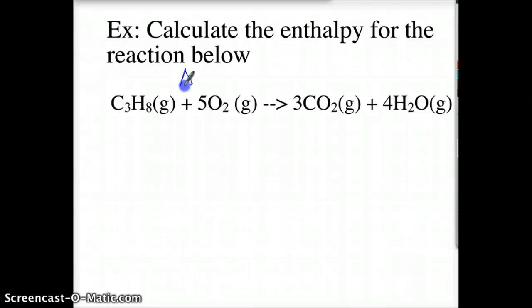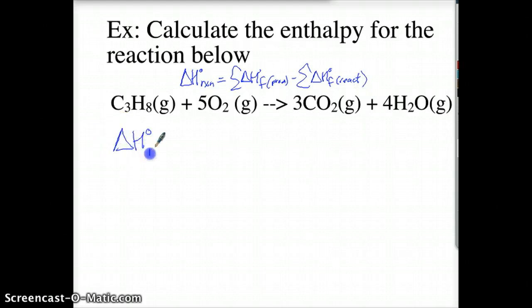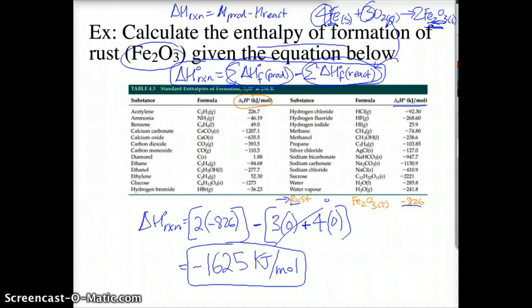Well, again, we know delta H naught of a reaction is equal to the sum, it's a bad sigma, delta H of formation of the products minus the sum of delta H naught formation of reactants. So let's plug in some numbers. Well, delta H naught of reaction. What are my products? I have 3 moles of CO2 here. So 3 times the enthalpy of formation of CO2. Go back to the table, find carbon dioxide. Here it is, negative 393.5.